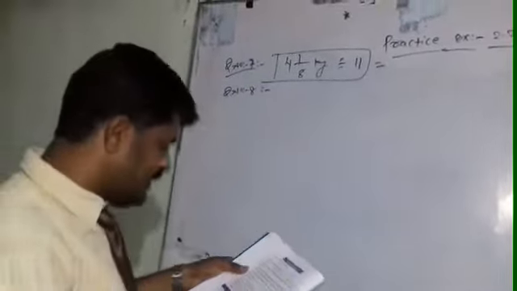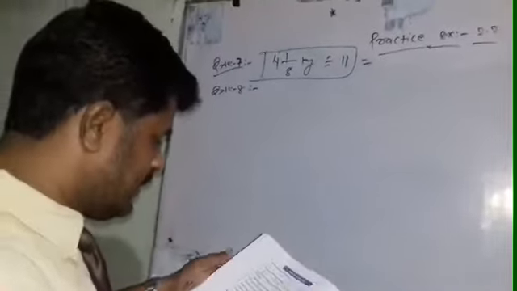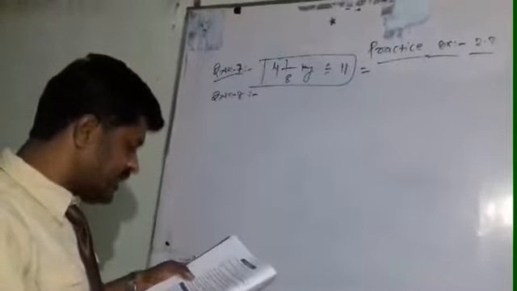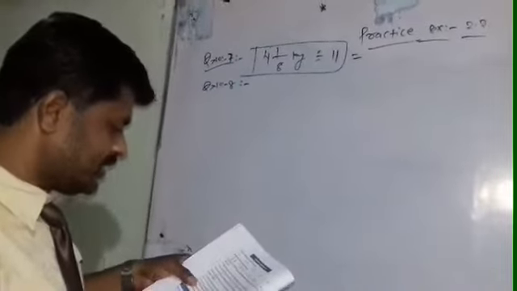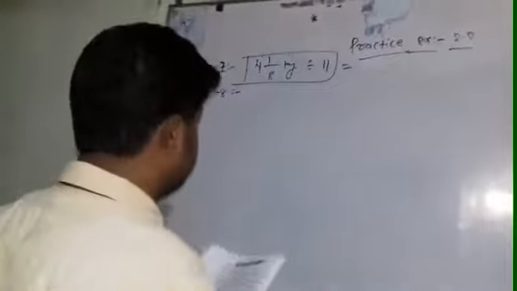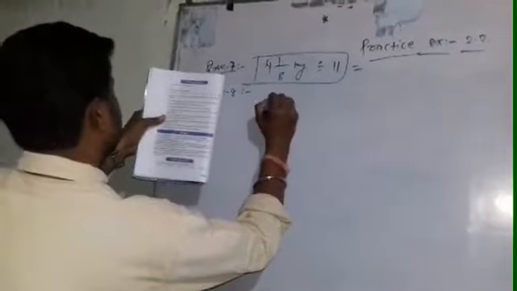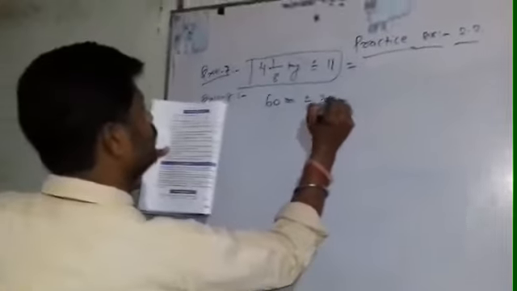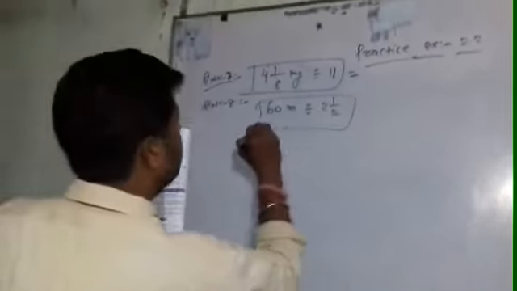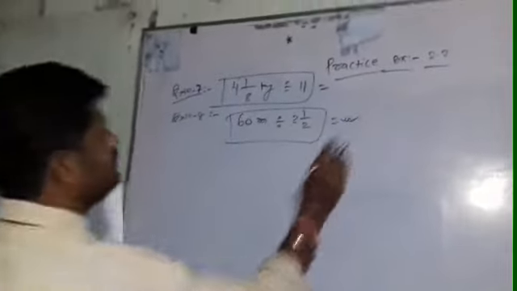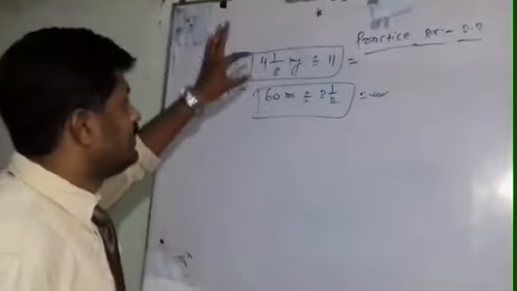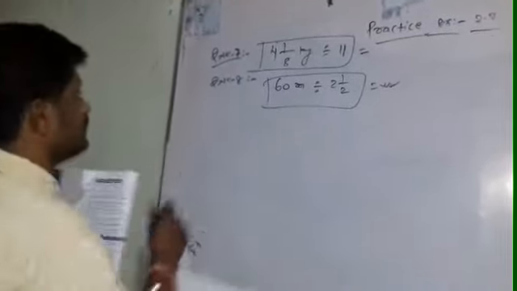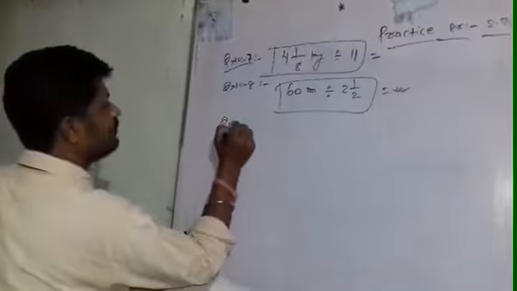Question number 8 says that a roll of cloth measures 60 meters. If 2 whole 1 by 2 meters of cloth are required to stitch a shirt, how many shirts can be stitched using this roll of cloth? That means if 60 meters is divided into parts of 2 whole 1 by 2, then you will get your answer. When you solve this, you get your answer. Question number 9.